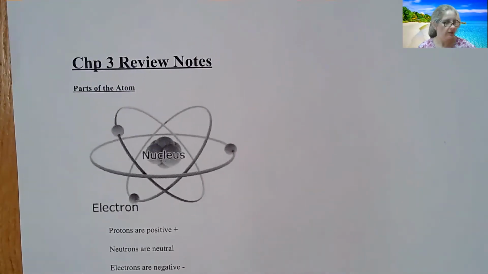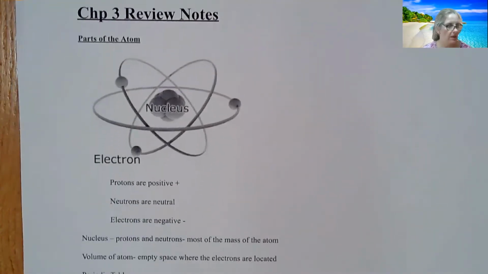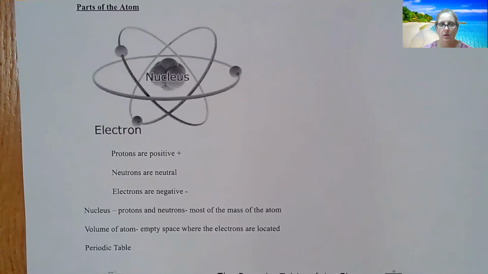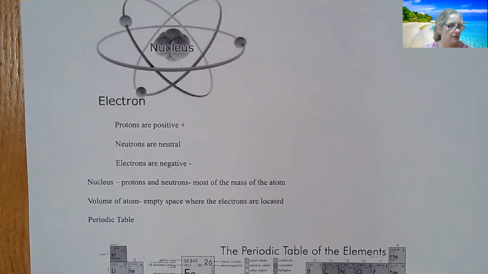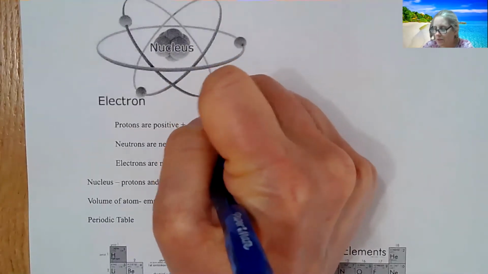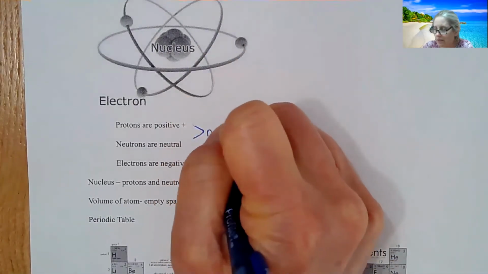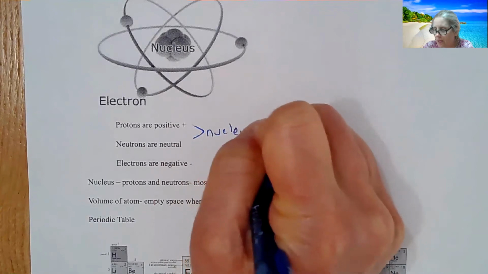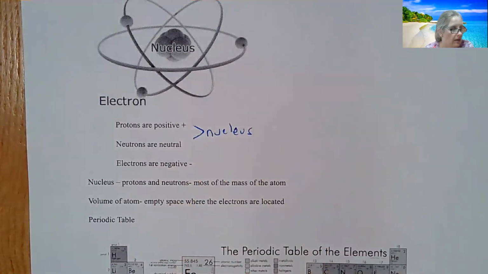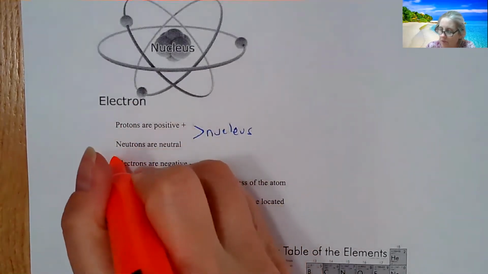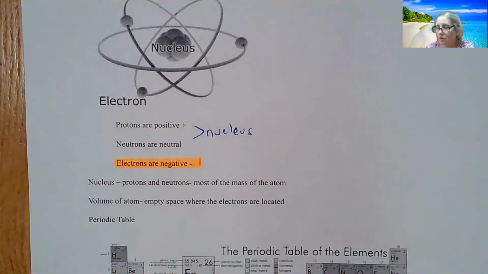So from your first year of chemistry, you should have gone over the parts of the atom. So we have protons are positive, neutrons are neutral, and electrons are negative. So please remember that protons and neutrons are found in the nucleus. And the electrons are really what we're going to focus on as chemists.